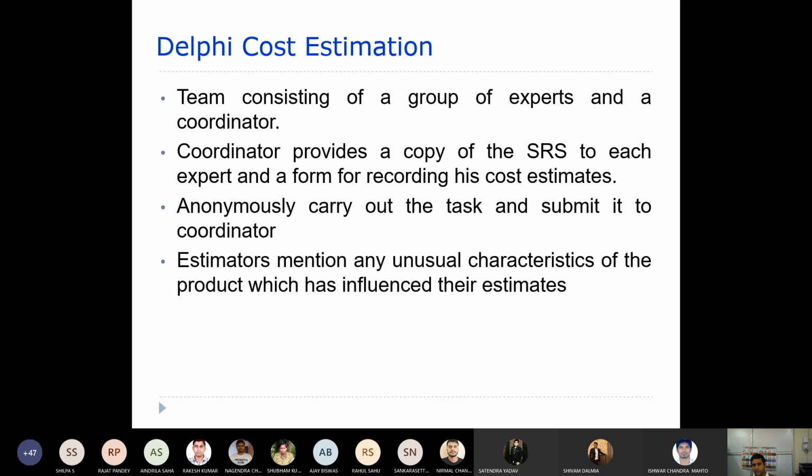Now, if the experts have found any unusual characteristics of the product which actually influenced the cost they gave, that can be mentioned in that form. Maybe with some justification they will say that this particular characteristic of the product influenced this particular estimate more. So they can mention that.